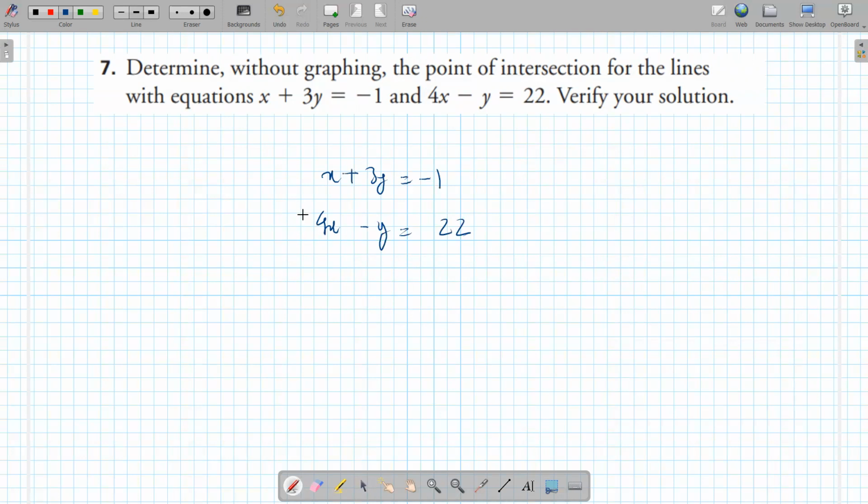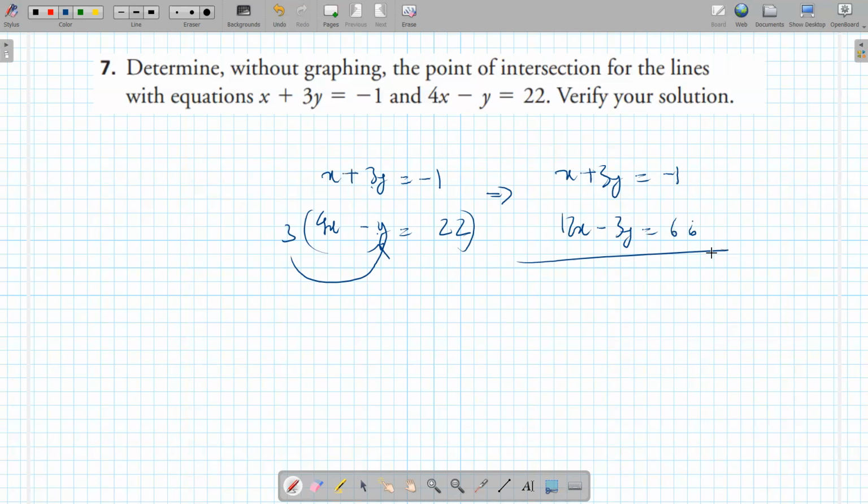I'm going to solve for y. So the LCD between 3 and 1 is 3. The first equation remains untouched. The second equation, you need to multiply by 3 in order to get a 3y here. So this becomes 12x minus 3y equals 66. The y's have the same coefficient, different signs. Add or subtract? Add. So you get 13x equals 65. X is 5. Plug that back into any of the equations.